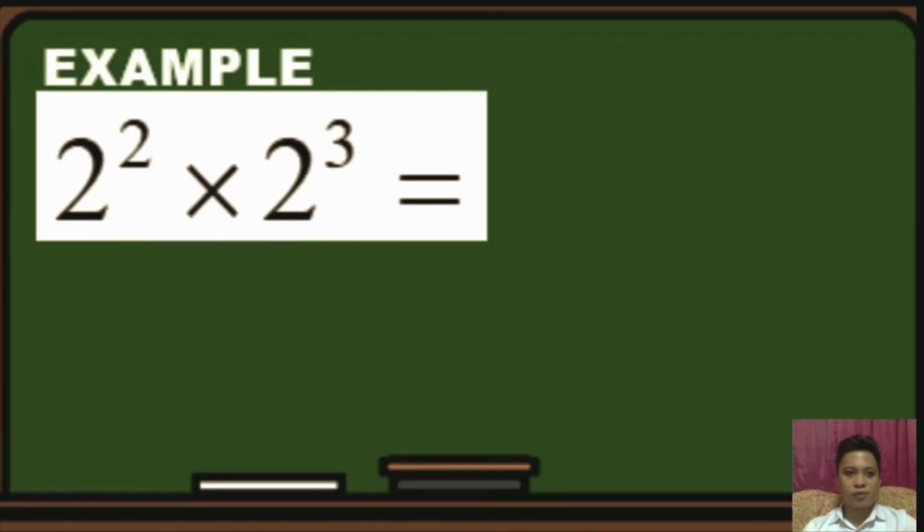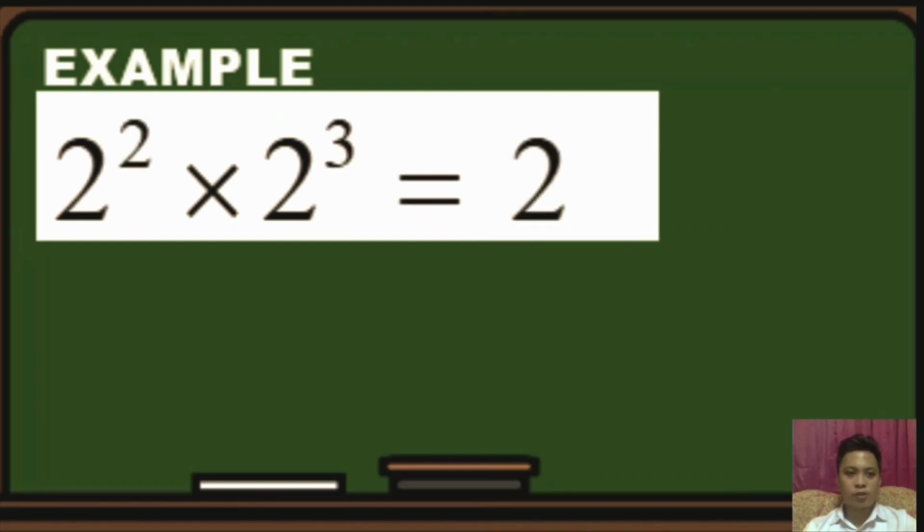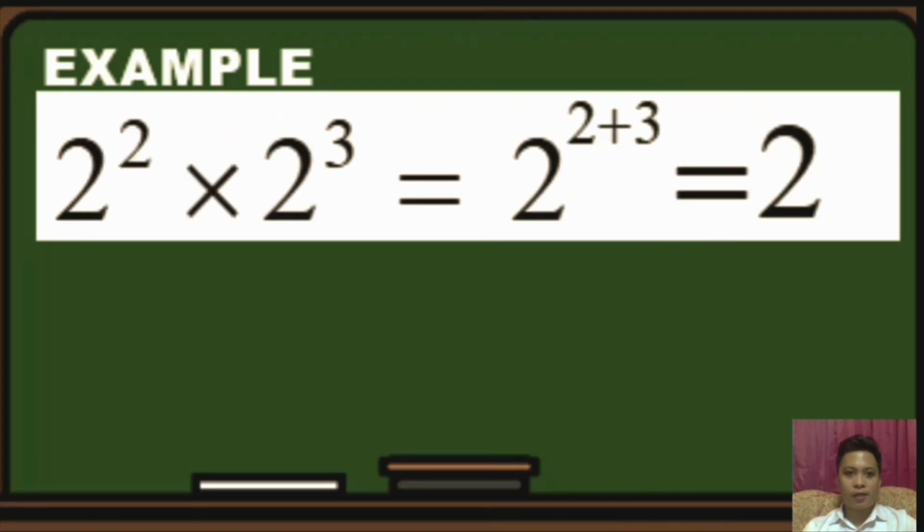2 squared times 2 cubed is equal to what? How are we going to solve this? We can solve this by applying law number 1. As you can see, the operation is multiplication and it has the same bases. So we only need to keep the base, which is 2, add the exponents 2 plus 3, simplify it, and we will have 2 raised to 5.